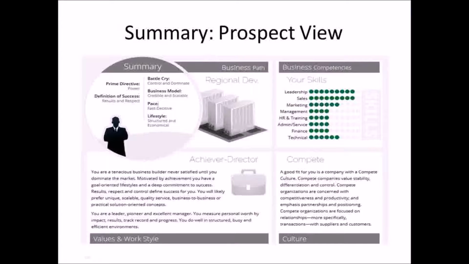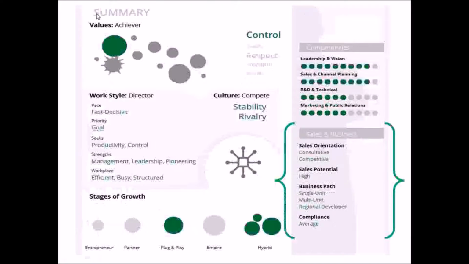Now, some of you might be thinking, he's 76, isn't he done competing? No, he's not done competing. This is someone that loves that kind of environment. The more competitive, the better. Now let's look at our view of the same guy. So we've already talked about the values, which are always up here in the summary page, and then the work style and the culture and stage of growth.